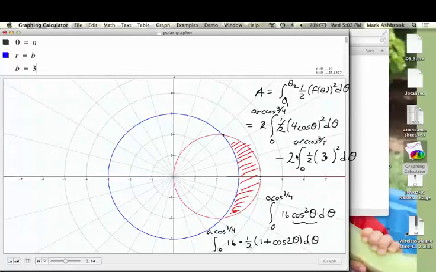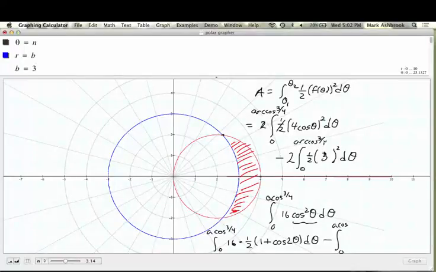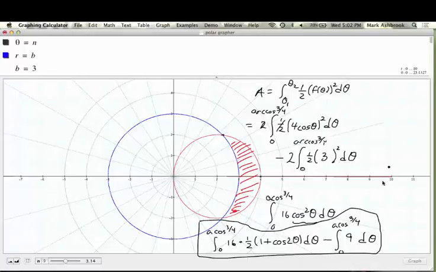So it's that minus that. I'll just write it again. And we got the area of the moon, right? That will give us the area of that moon shape. Are we good? Do you follow?